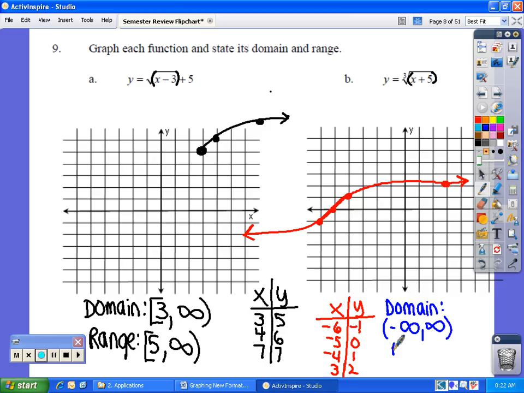The range also never stops as we go all the way down and as we go up. So the range is also negative infinity to positive infinity.